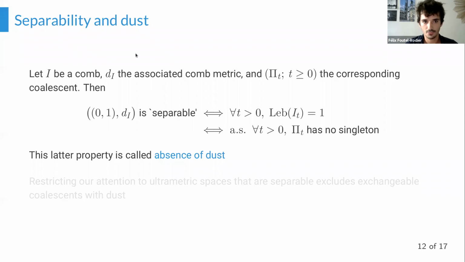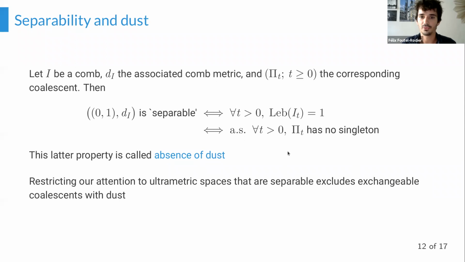sorry. So now I'm taking a comb, the corresponding metric and the corresponding coalescent. There's actually an equivalence between this comb being separable and the interval IT having full Lebesgue measure for all times t. And in terms of the coalescent, this translates into the condition that pi t never has singletons. This latter condition is quite well known in the world of exchangeable partitions, and it's called absence of dust. So you see that if we restrict our attention to combs that are separable, we actually completely miss a whole class of coalescents, which are those coalescents that have dust.